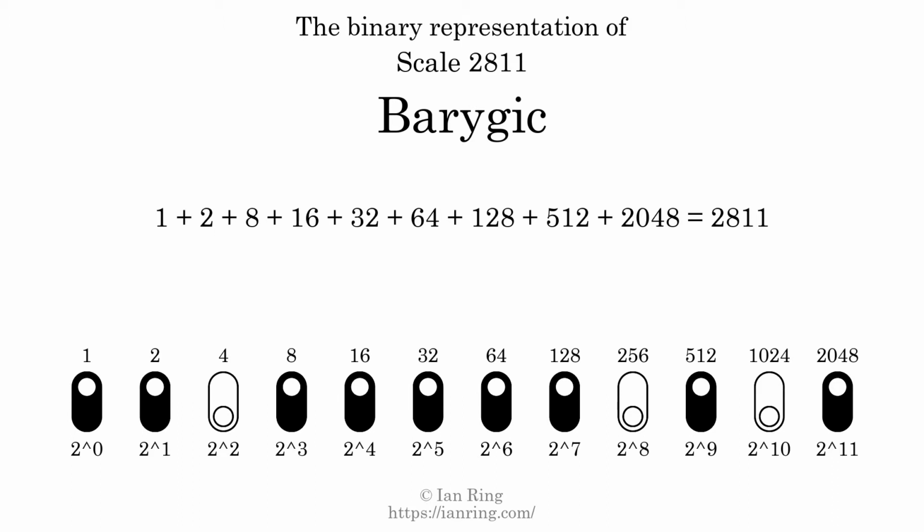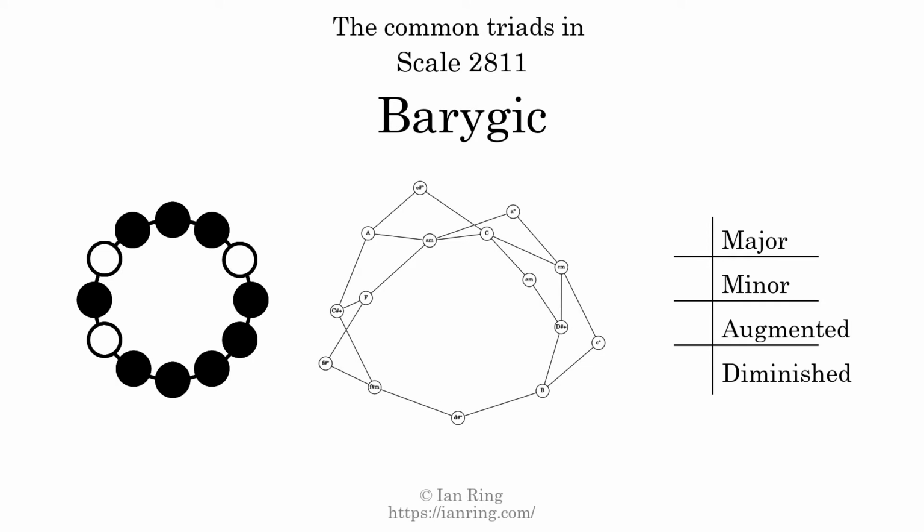The scale number not only enumerates the scale with a unique index, but it also literally describes the tonal content of the scale. Represented as a binary number in base 2, the scale number is 101011111011. Here are the common triads present in this scale.